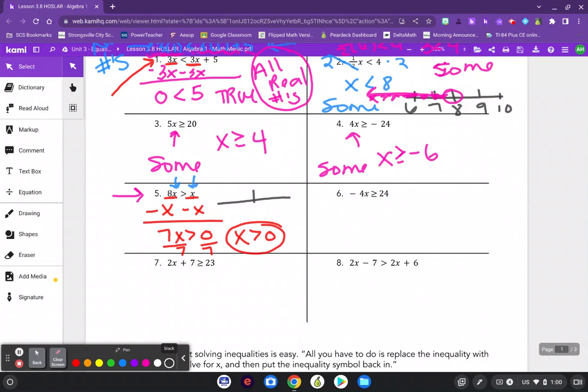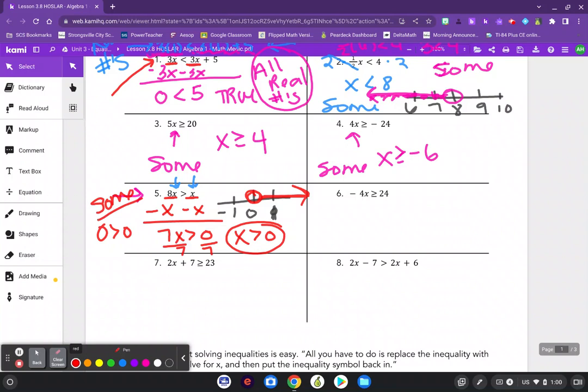It turns out that all numbers that are bigger than 0, so not including 0, make this work. If I put 0 in here, I would get 0 is greater than 0, and that's not true. But all numbers bigger than 0 make this work. That's why an x value of 1 worked, and an x value of 0 did not work. Okay, so we have to be careful. Just because there's variables on both sides doesn't mean I end up with all real numbers. I still have to go through and check it.